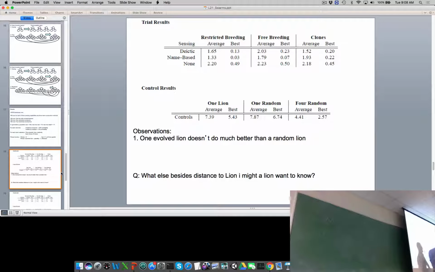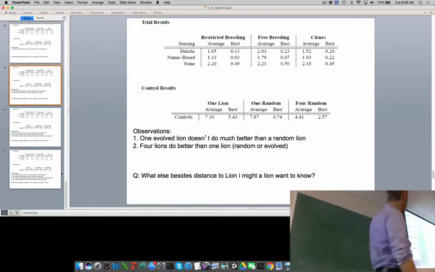So they're reporting, remember they did 100 runs for each of these 12 experiments. They're reporting the average fitness of the lion team across the 100 runs, and they're reporting the fitness of the best team evolved in these 100 runs. Okay, so one evolved lion does not do significantly better than one random lion, right? Which is what we were expecting. Now, it doesn't matter what that one single lion does, it's probably not going to be able to catch the gazelle. So no real difference here. We'll save this question for a moment.